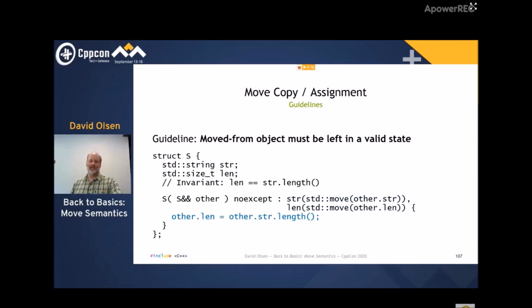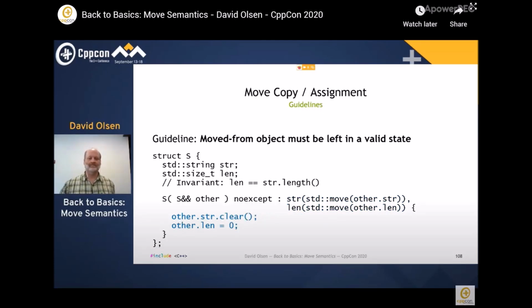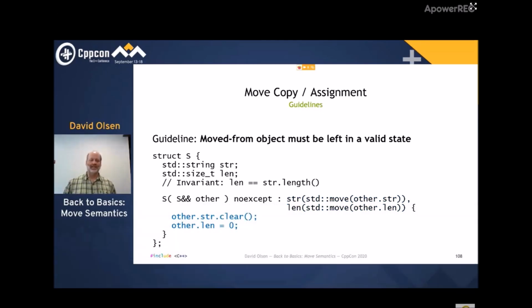One possible fix is to explicitly set other.length to whatever length other.string happens to have after it has been moved from. This is not the best fix because it accesses other.string after it has been moved from, which violates an earlier guideline. We can avoid accessing a moved-from object by explicitly clearing other.string. That resets it to a known value. And then we set other.length to be the length of the empty string. This is correct and now satisfies all our guidelines.